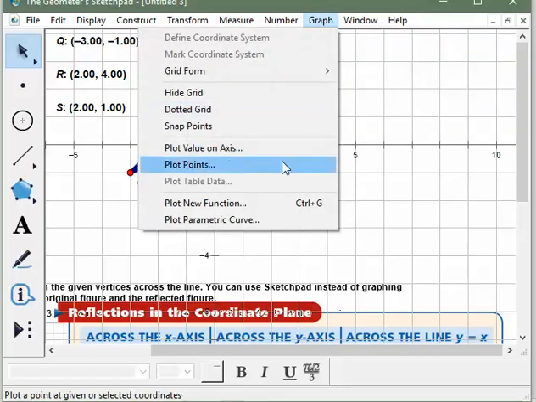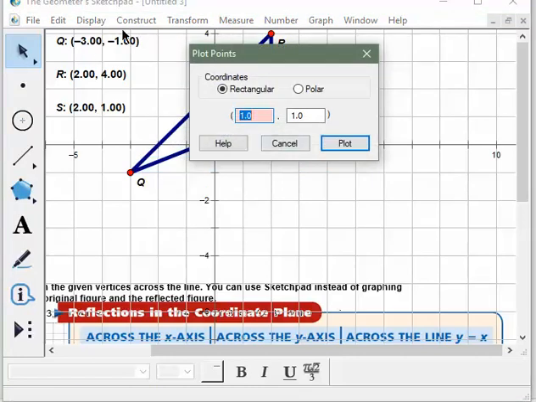So when I graph the next point, I will leave the x value the same at -3 and change the y value to its opposite. The opposite of -1 is +1. So that's where Q prime should show up. For R, you leave the x value the same and use the opposite of the y coordinate. And for S, you leave the x coordinate the same and the y coordinate will be the opposite.